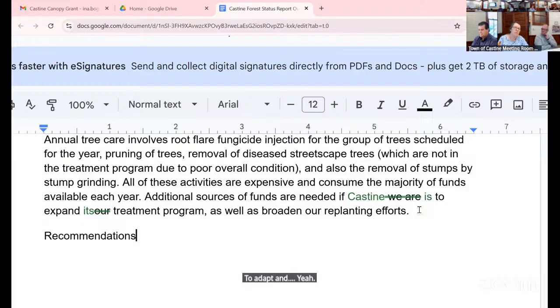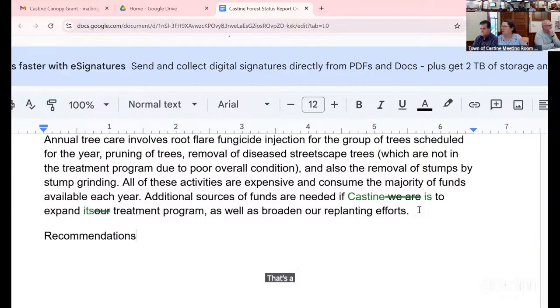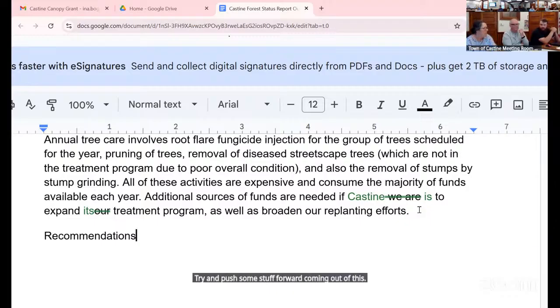And if people care about their spaces and what's growing on it, it helps them to be more invested and pay attention to bigger picture issues as well. So that's a little bit, I think, the incentive of why we want to try and push some stuff forward coming out of this. They're educational documents at the end.